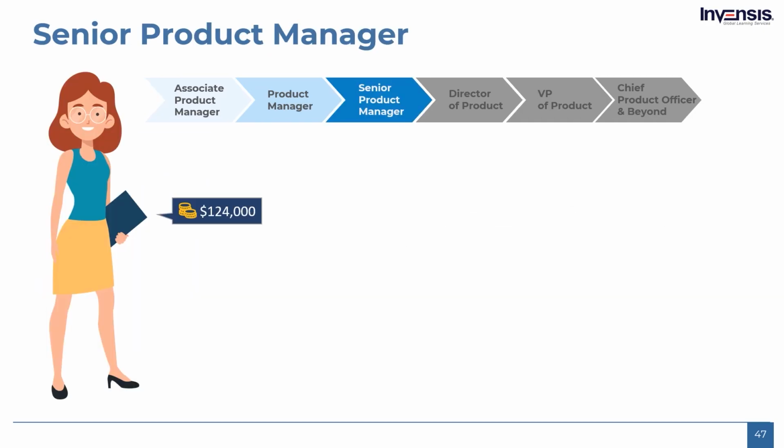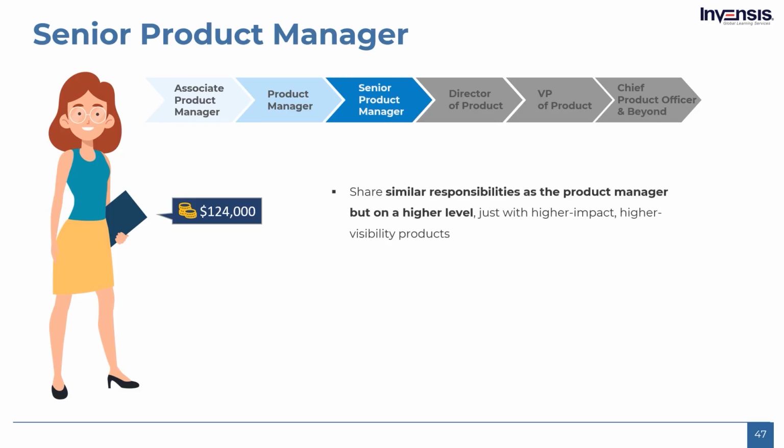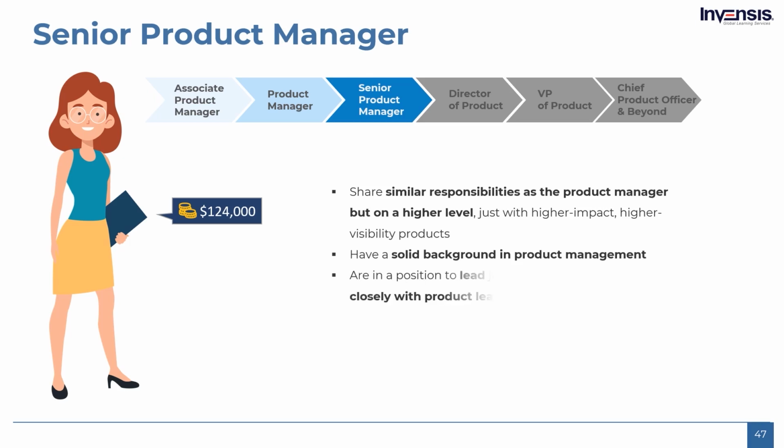Moving on, we have senior product managers. They share similar responsibilities as the product manager but on a higher level, just with higher impact, higher visibility products. Senior PMs usually have a solid background in product management by this point in their career. They are in a position to lead other, more junior product managers and work closely with product leaders in the organization to contribute to and execute on product strategy. They exhibit curiosity and passion not just for their product and customers, but also for the production process itself. The senior product managers typically make around $124,000 per year.